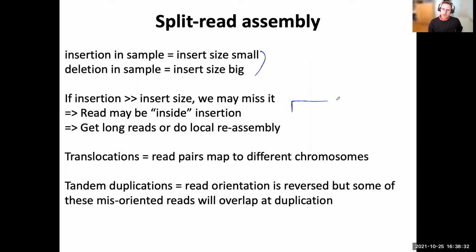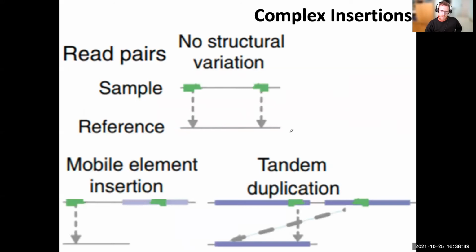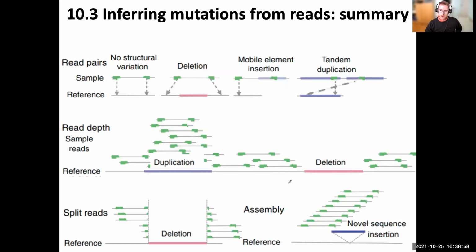bearing in mind that it depends on the size of the deletion. If you have very large deletions and our reads are inside there, we may not be able to detect them very easily, in which case we would have to de novo assemble them or do local reassembly. As mentioned, there's other types of insertions like MGEs being inserted and tandem duplications. And this summary slide gives you a good idea of the variety of different changes that can happen.